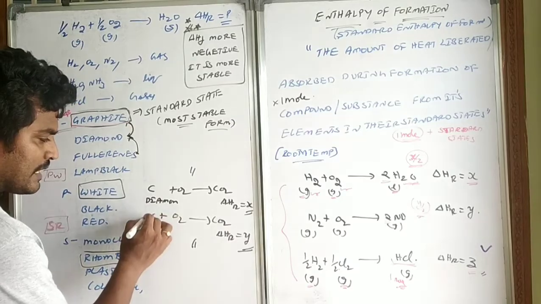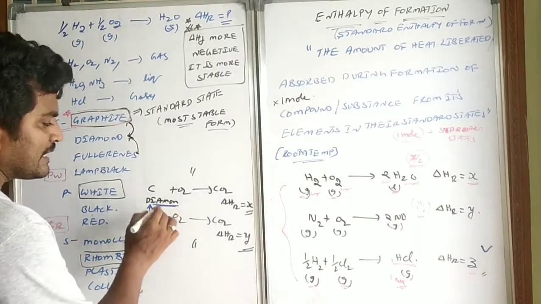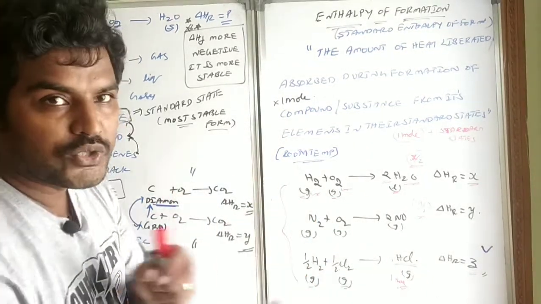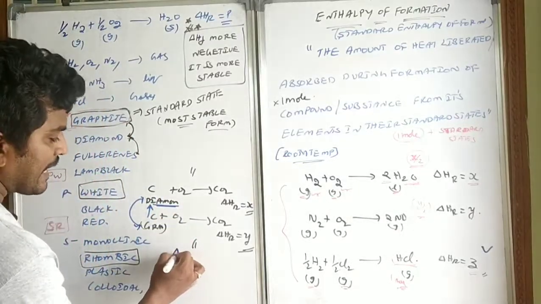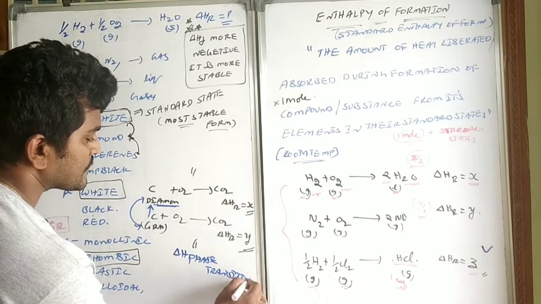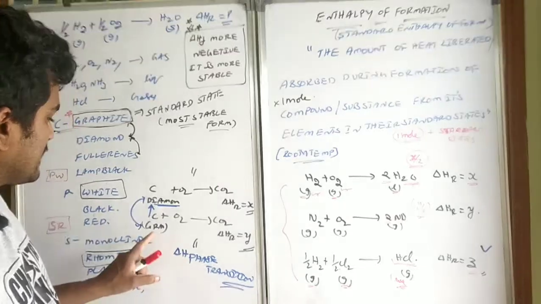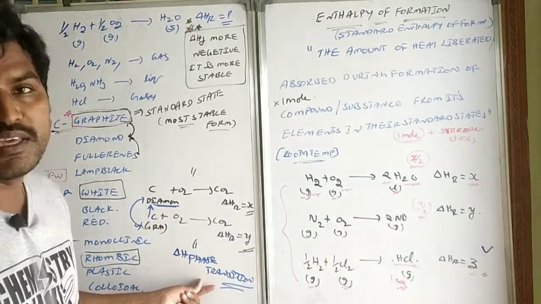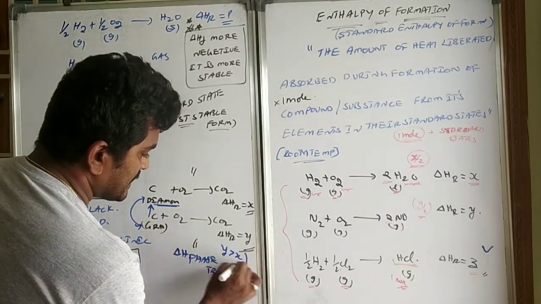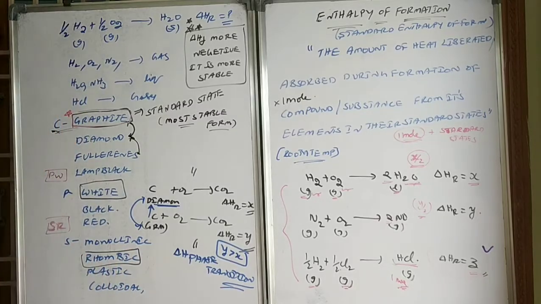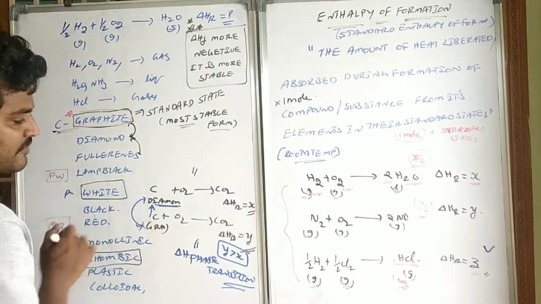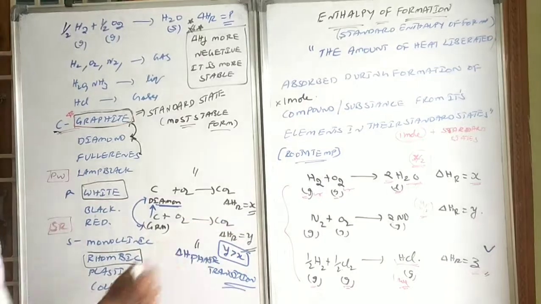Whenever graphite is strongly heated, it gets converted into diamond. So the enthalpy required for converting one allotropic form into another allotropic form is known as enthalpy of phase transition. The amount of heat required to convert graphite into diamond is the phase transition, and it is endothermic in nature. So that's why Y will always be greater than X, because some amount of heat is utilized to convert the graphite into diamond.